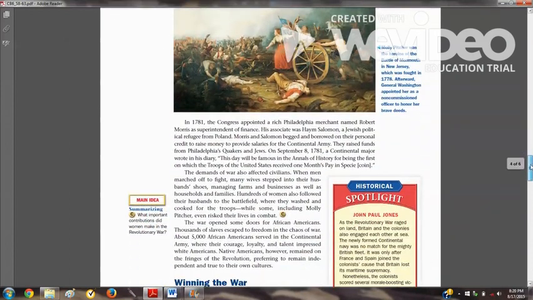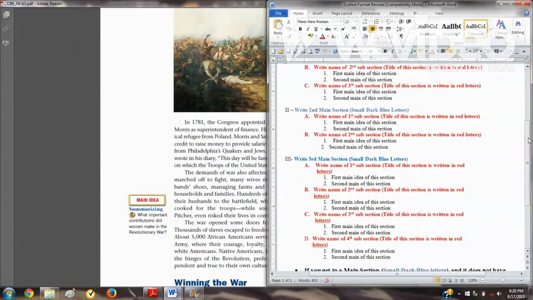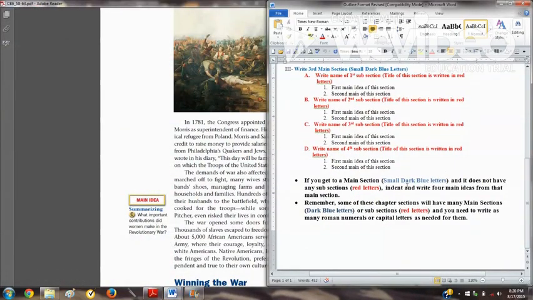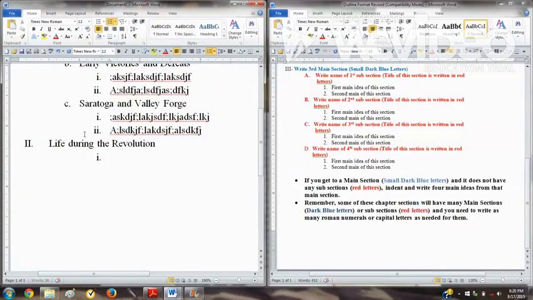If you look at your outline format, it answers it for you, which is right here. If you go down to the bottom, it says if you get to a main section, the dark blue letters, and it does not have any subsections, the red letters, then indent and write 4 main ideas from that section. So let's go back to our paper, and there's 1 main idea from that section, 2 main ideas, 3 main ideas, 4 main ideas from that section.